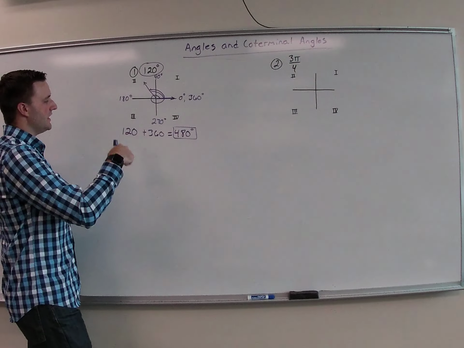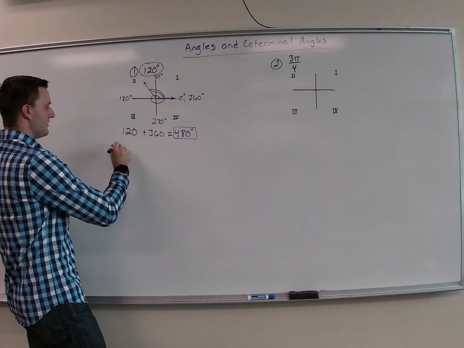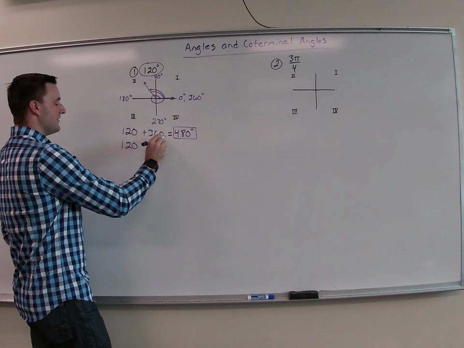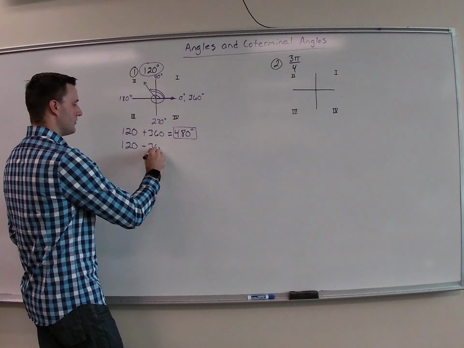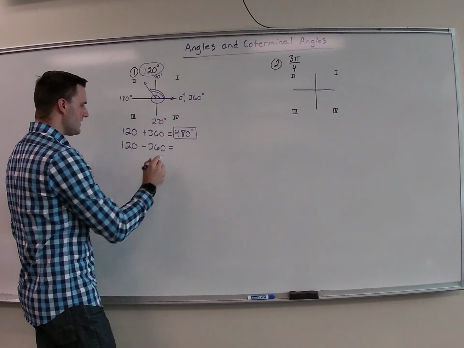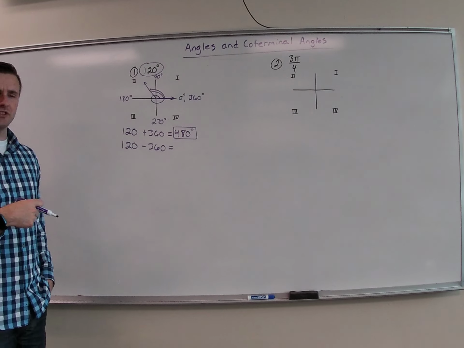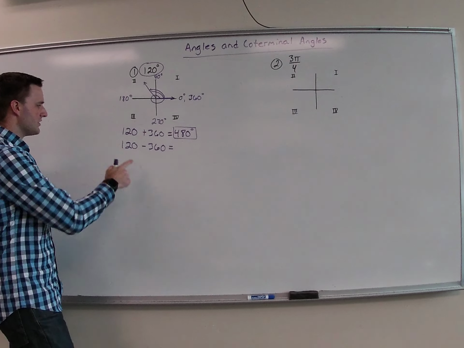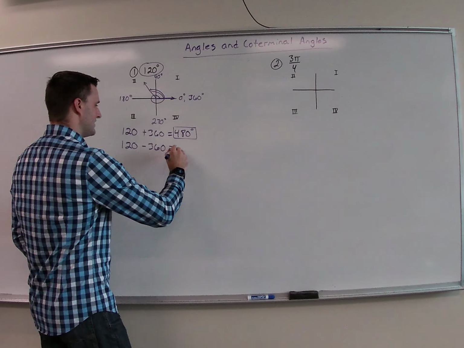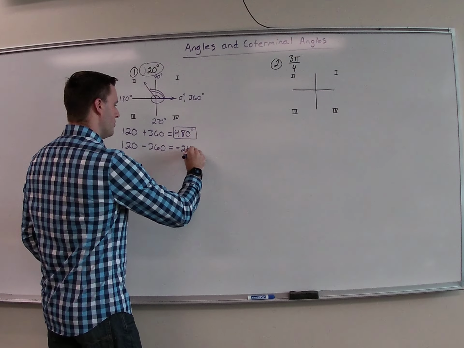Now, what if I went the other way? What if instead of having this 120 and I added 360, what if I subtracted 360 degrees? Now that would give me a negative angle measure, and that would still be coterminal. So 120 minus 360 is negative 240.